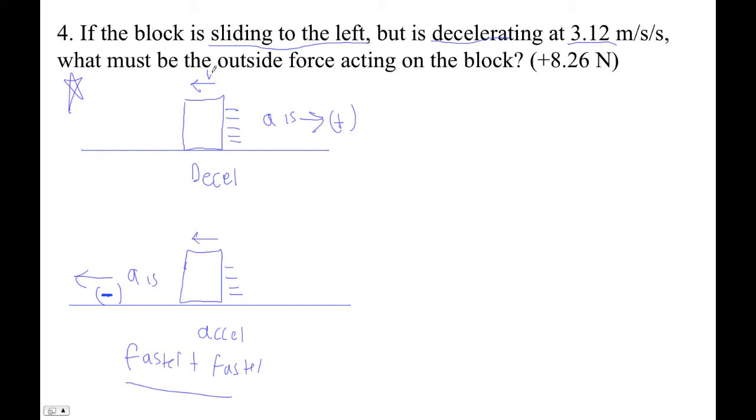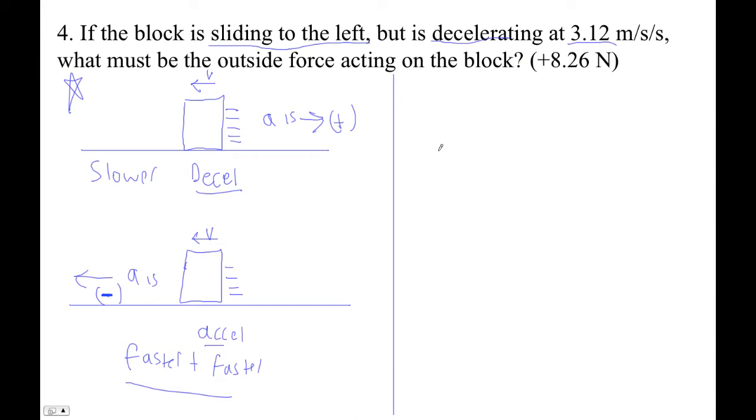So if the velocity and the acceleration are in opposite directions, then it decelerates. If the velocity and the acceleration are in the same direction, then it's accelerating. It's going faster and faster. Here it's going slower. Now let's draw the other scenarios, because this is the only hard part about this one.